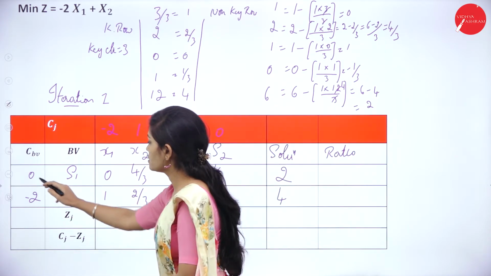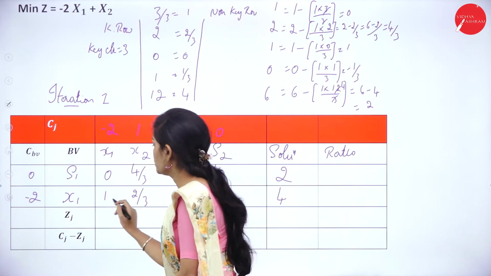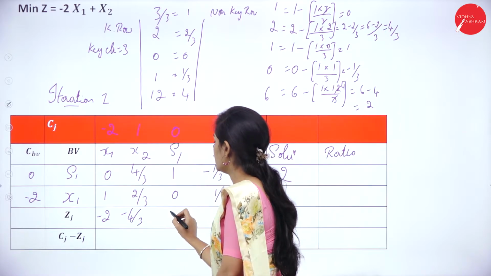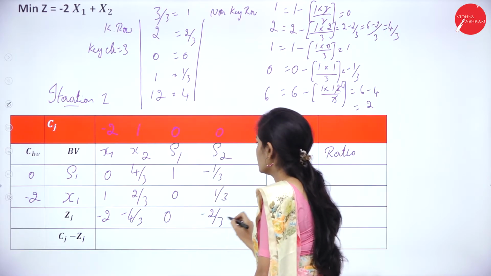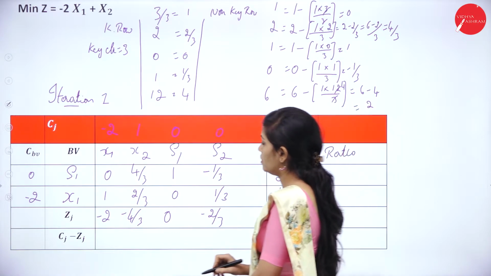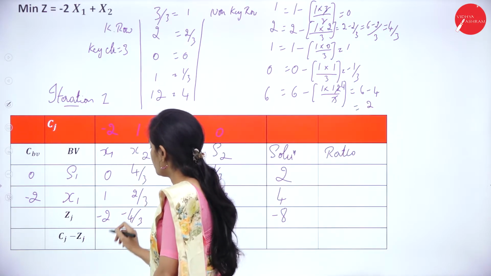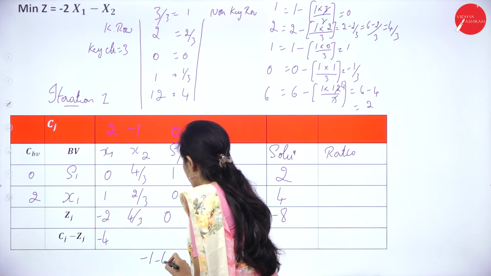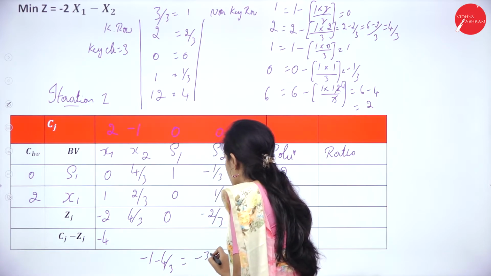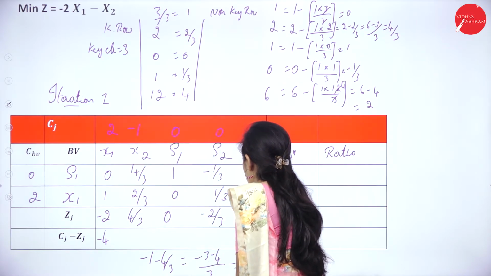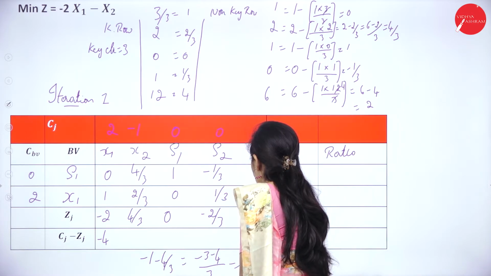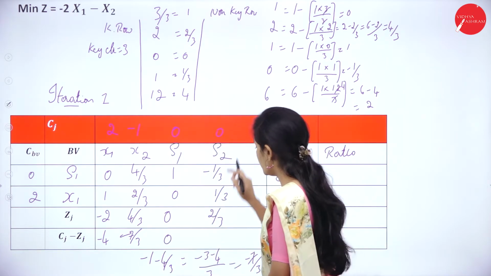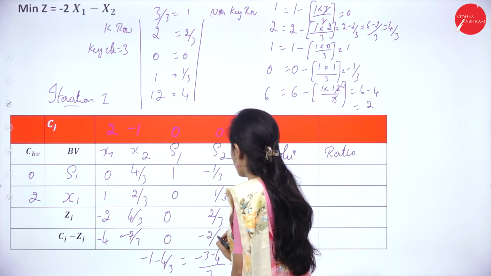I will find Zj. So 0 into any number is 0. Minus 2 into 1, minus 2. Minus 2 into 2 by 3 is minus 4 by 3, 0, minus 2 by 3 and minus 8. I will find Cj minus Zj. Minus 2 minus of minus 2 is 0. Then 1 minus of minus 4 by 3, take LCM, minus 3 minus 4 divided by 3, it is minus 7 by 3. 0 minus 0 is 0 and 0 minus of minus 2 by 3 is minus 2 by 3.